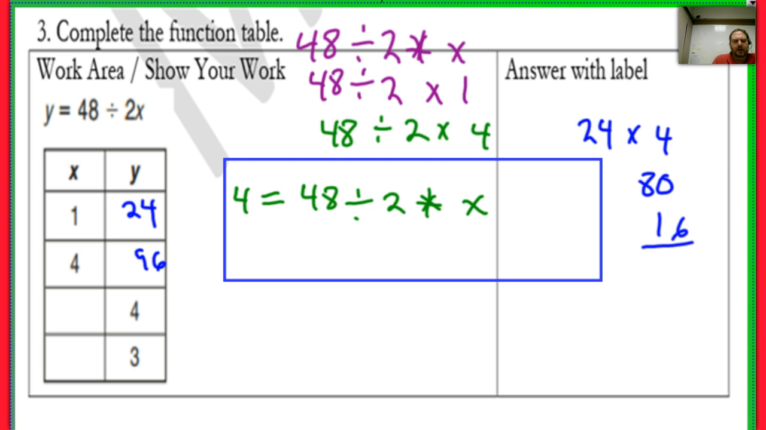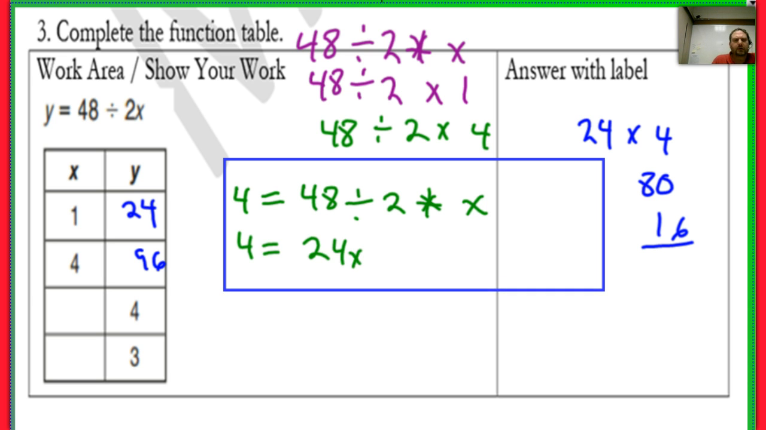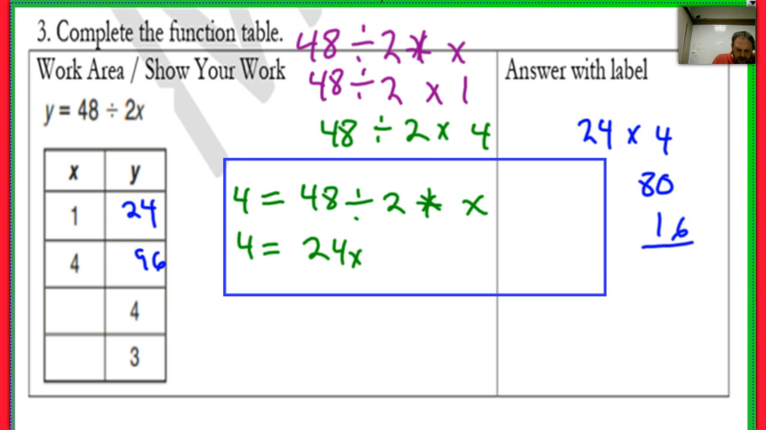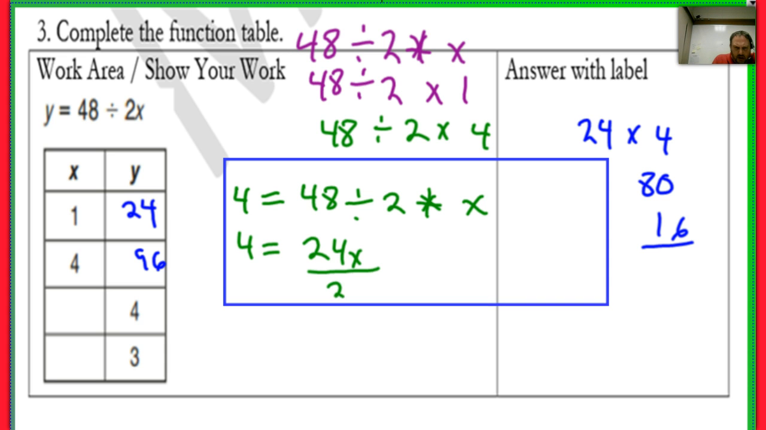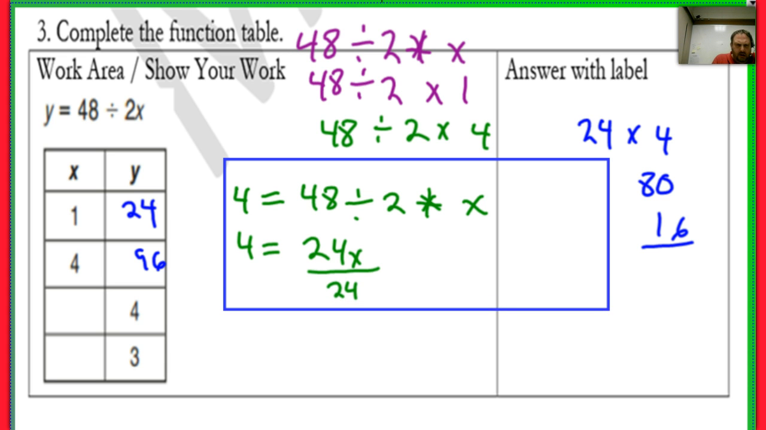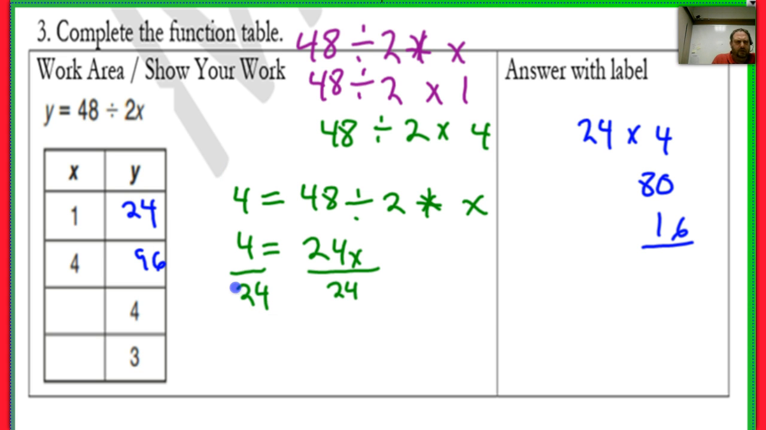Okay, I do not know what x is now. 48 divided by 2 is 24. So now I have 4 equals 24x. Okay, to solve for x, you simply divide by 24. And I have a fraction over here, and if I simplify that fraction, my answer is 1/6.